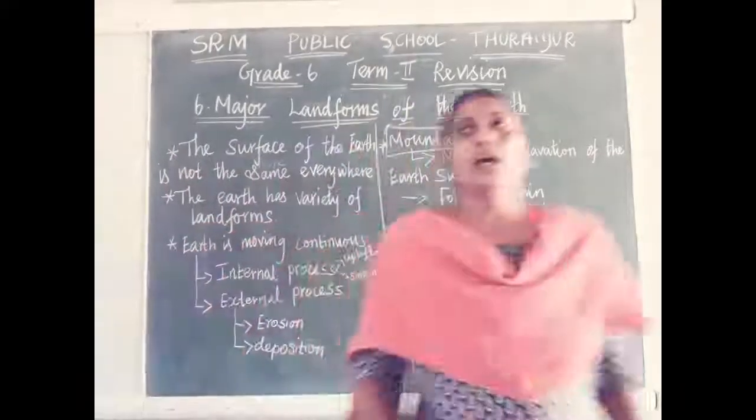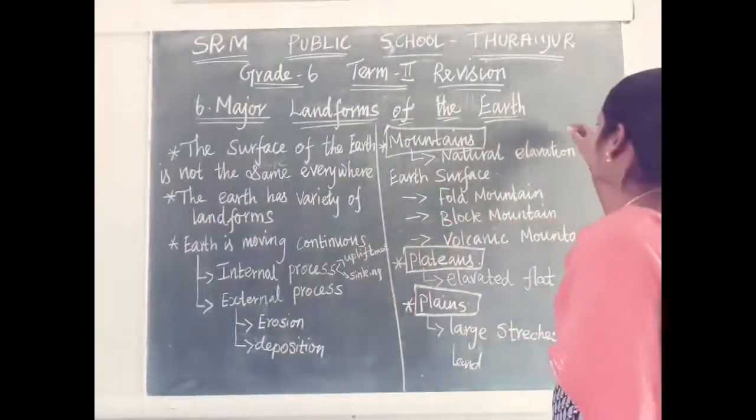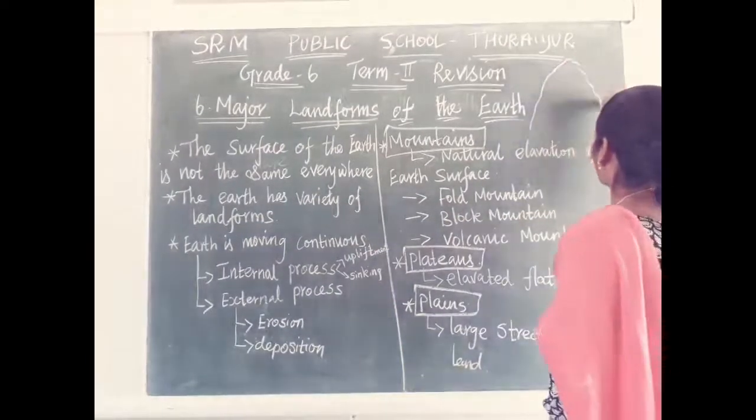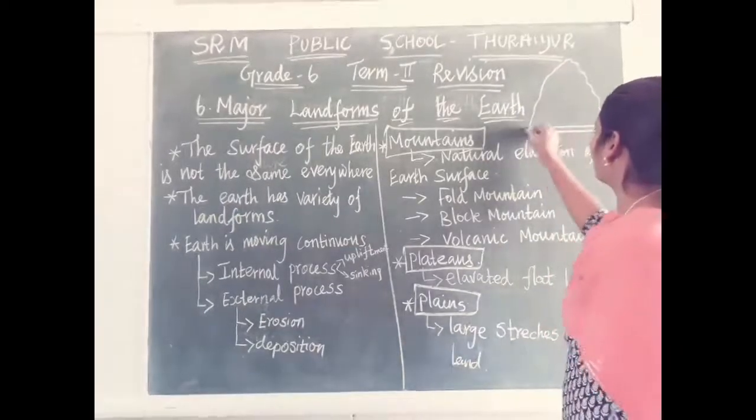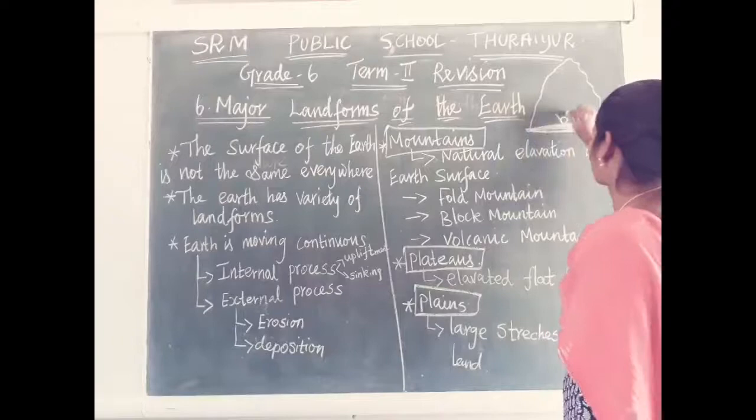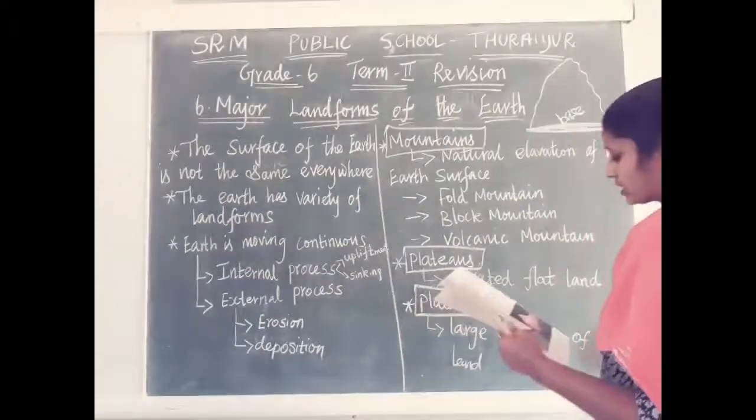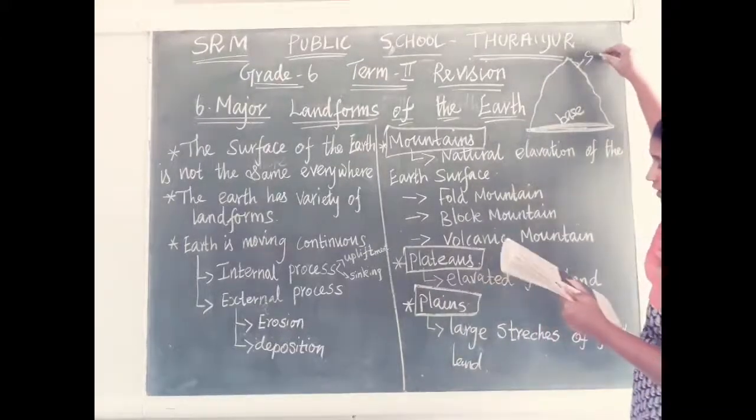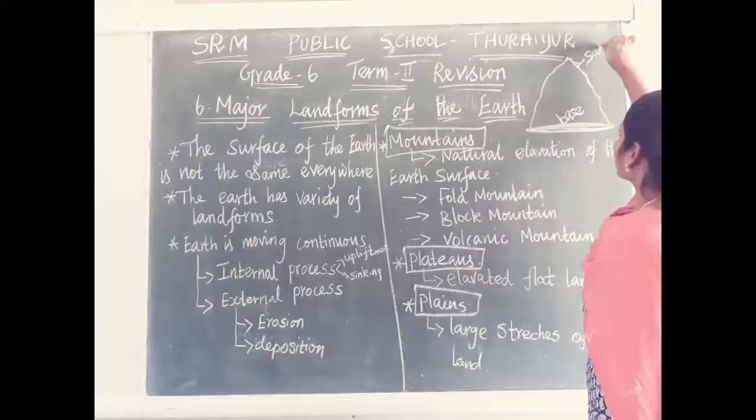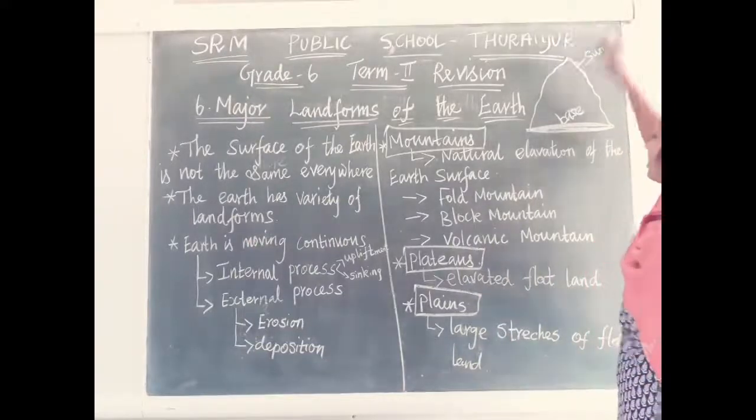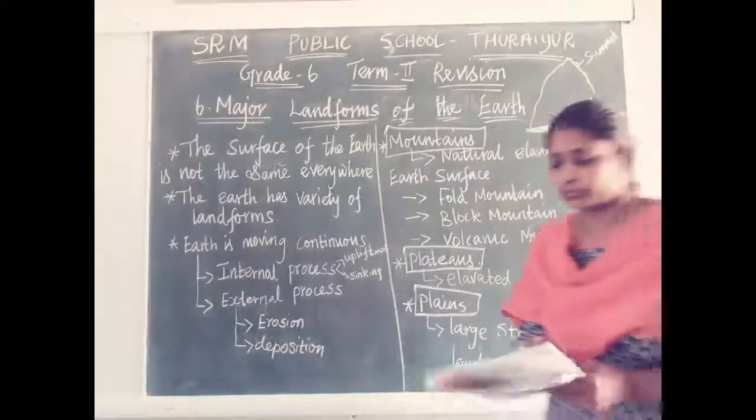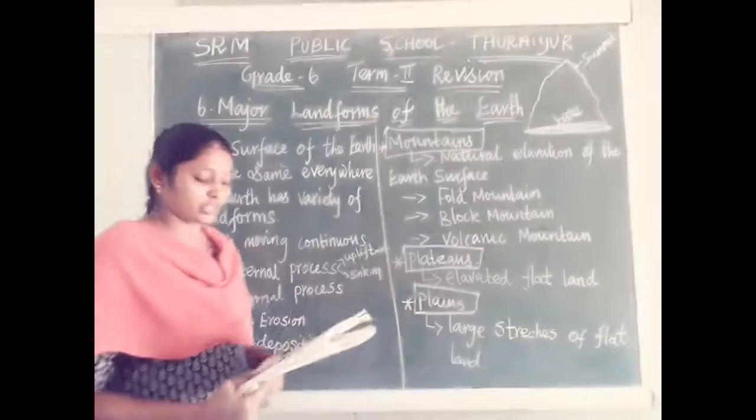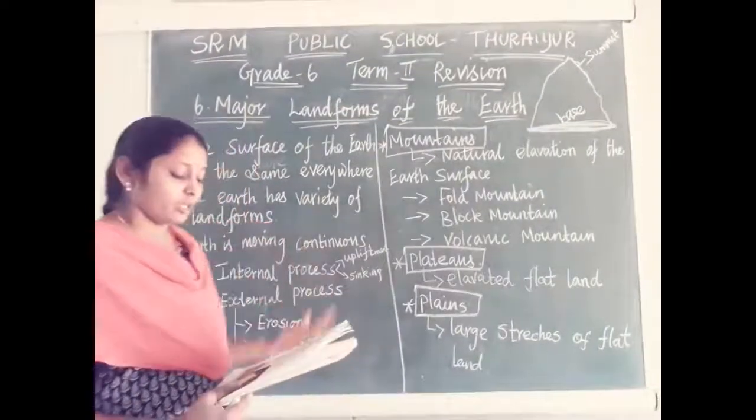Mountains have a small summit. Suppose this is a mountain. This region is called the base, and the top is called the summit. So mountains always have a small summit and a broad base. The base is broad, and the peaks are small.